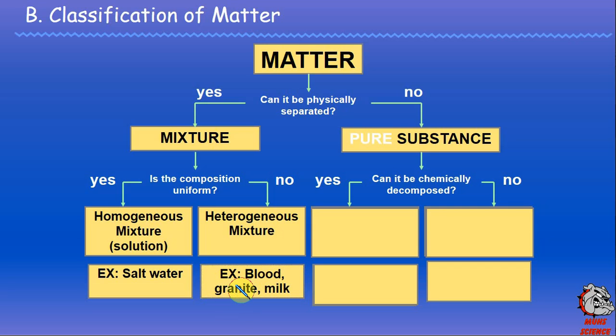You'll see a picture of granite here in a minute. Blood and milk you may have problems with. You may say, well, if I look at blood, it looks kind of the same. I can't tell parts of it. And the general idea here is you can use simple tools to look at this, and one of the simple tools is a microscope. If you take a look at blood underneath a microscope, you can see the different cells in there. You can see the white blood cells and the red blood cells and the platelets and what have you. Milk is the same.